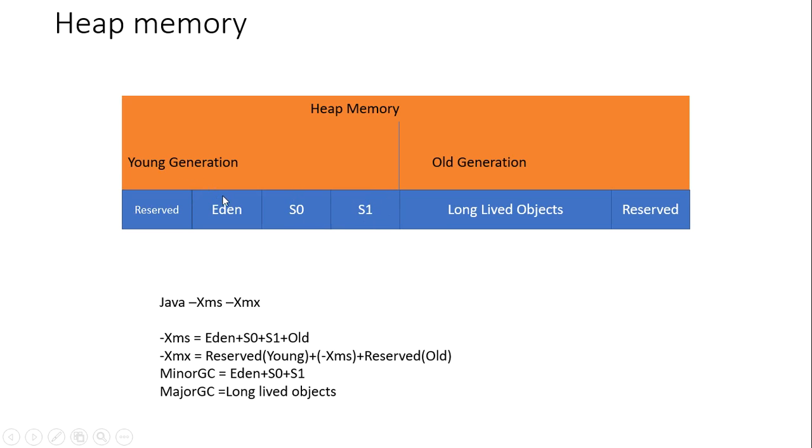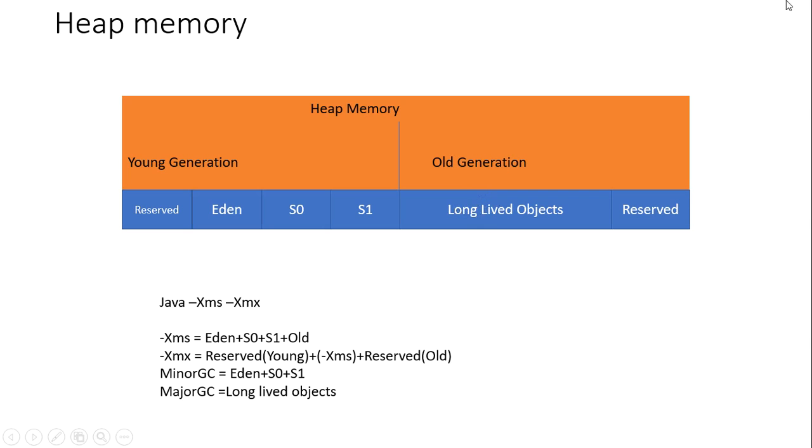All the newly created objects are stored in Eden, and from there some older objects are moved to the first survivor space. Next, some more older objects are moved to the second survivor space, so that Eden stores only the fresh, newly created objects, and S0 and S1 store somewhat older objects. Now if the objects still survive the garbage collection, they are moved to the old generation, which holds the long lived objects. These are the permanent objects which reside there.